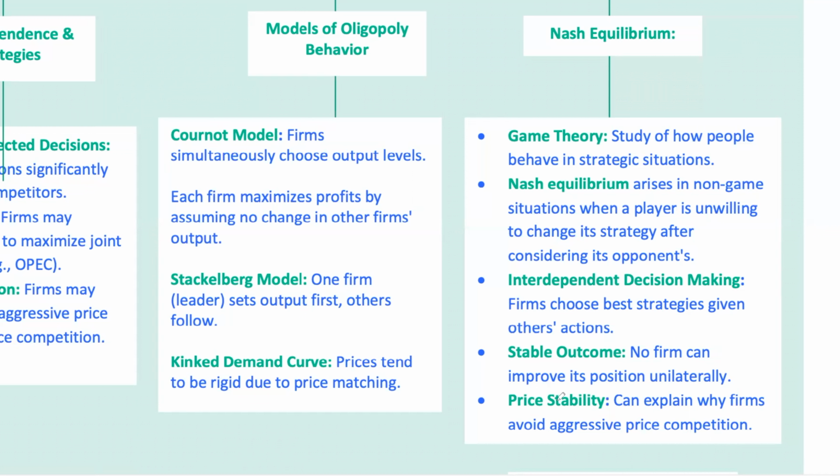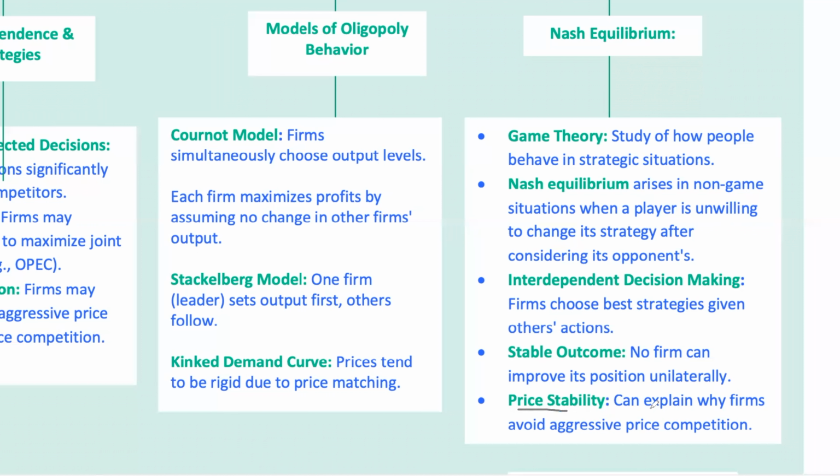This results in a stable outcome where each firm's strategy is optimal given the other firm's strategy. This concept is important because it helps explain why firms might not always compete aggressively on prices. If lowering prices leads to a price war where all firms are worse off, firms might tacitly agree to maintain higher prices. Nash equilibrium provides a framework for understanding these strategic decisions, illustrating how interdependent actions lead to stable but not necessarily cooperative market outcomes.